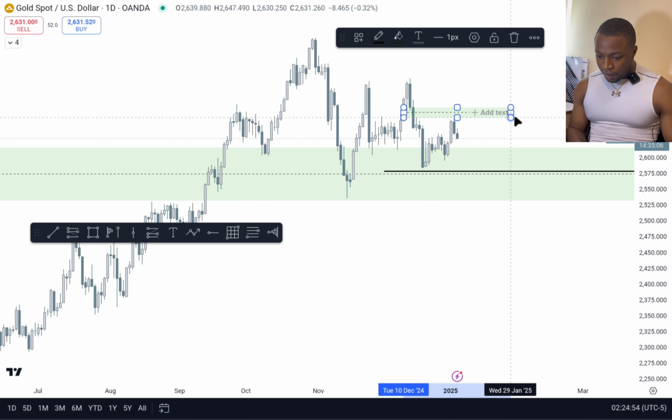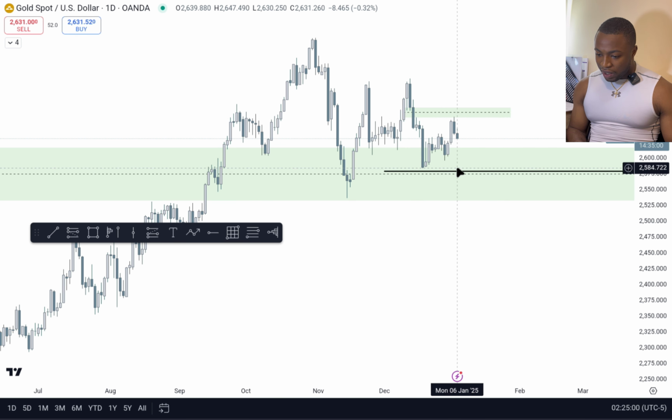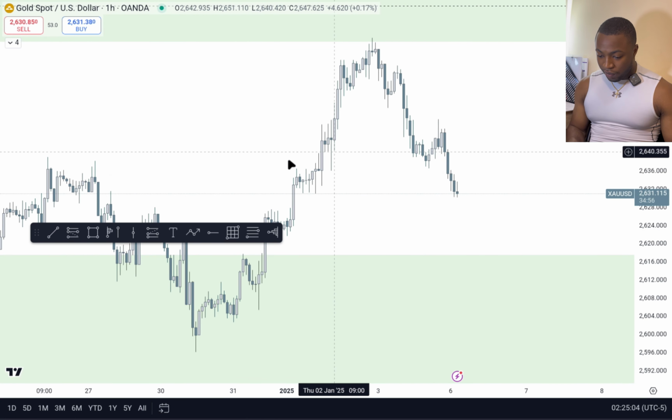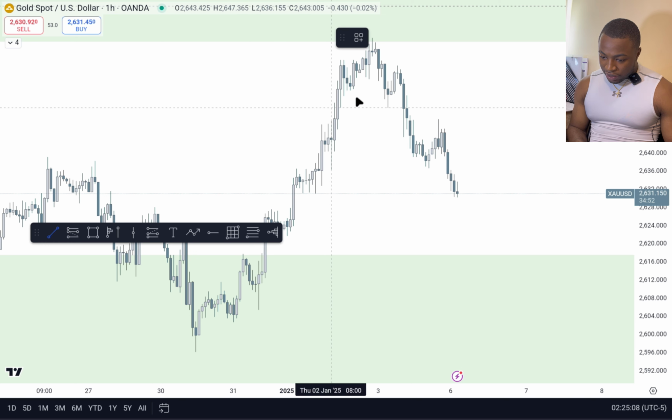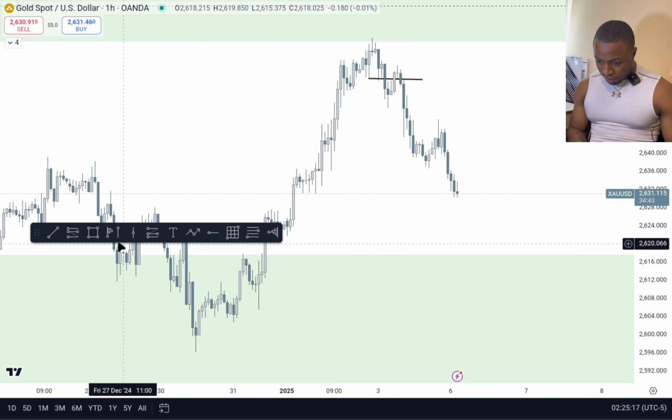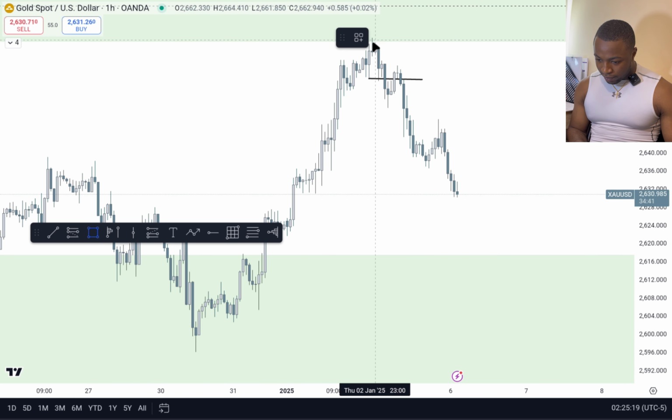Okay, so my entry checklist, my entry checklist from the daily is always the 1 hour. I went to the 1 hour. I saw price shifted in market structure here. It broke this swing low, this significant swing low. Okay, broke this swing low.